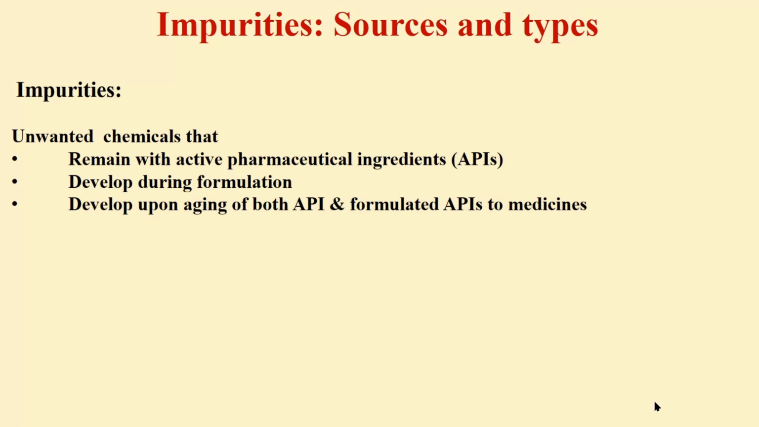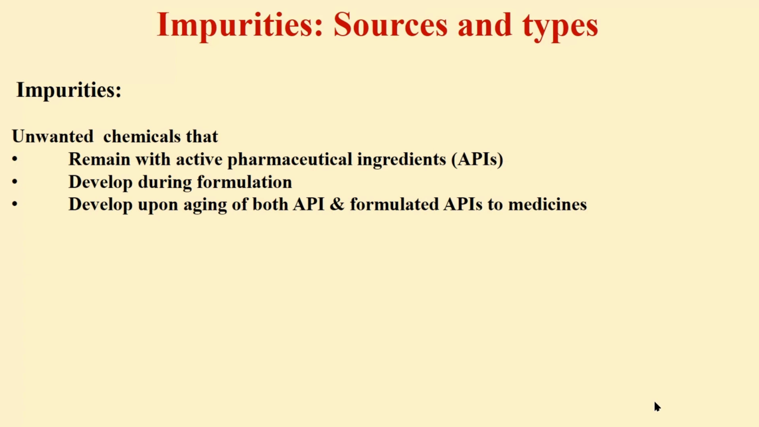Impurities are the unwanted chemicals. In other words, these are the chemicals which are not required in the pharmaceutical product that remain with the active pharmaceutical ingredient. They can get developed in the formulation process, or during the aging of both the active pharmaceutical ingredient and the formulated form of APIs or medicines. In brief, they are unwanted chemicals that remain with the APIs or that develop during formulation or upon aging of both APIs and the formulated APIs or medicines.